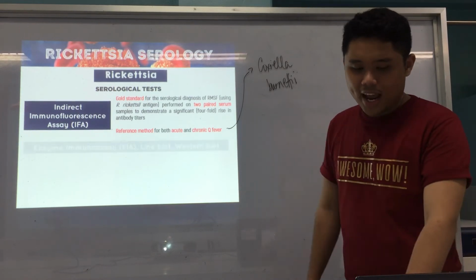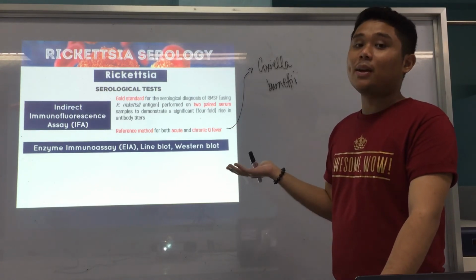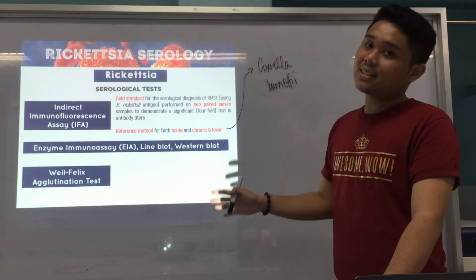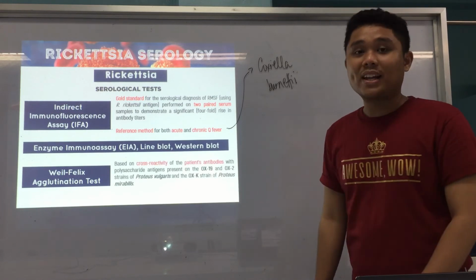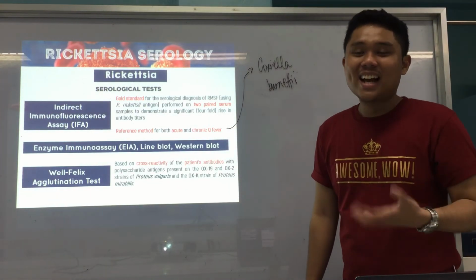And for the second, we can also perform ELISA, enzyme immunoassays, Lyme blood, and Western blot. And for the last test for Rickettsia, this is your Weil-Felix agglutination test. This is what comes out in the boards for Rickettsia, in IS.